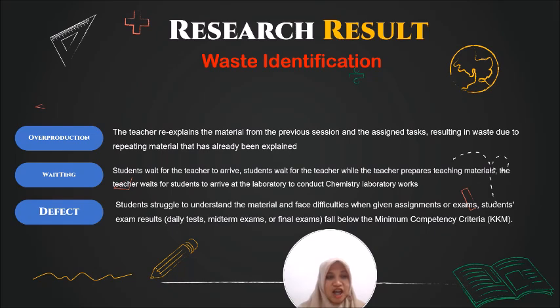And here are some specific examples of the waste. The first waste is overproduction. What does overproduction mean? It is when the teacher re-explains the materials from the previous session and the assigned task, resulting in waste due to repeating material that has already been explained.